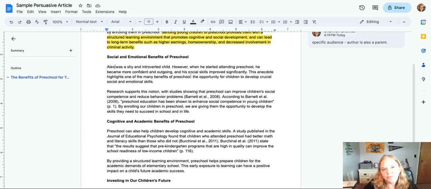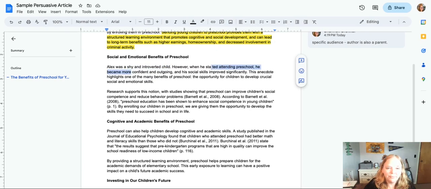This is an example of an anecdote that I would say is lacking a little bit of information and could use more. So instead of telling here, do some showing. How was he shy and introverted? Did he cry every morning when he was about to be dropped off at daycare? Or did he stand in the corner all day at daycare and refuse to interact with the other kids? Or something. Give me something. Show me how he was shy and introverted and how that impacted his life in a negative way.